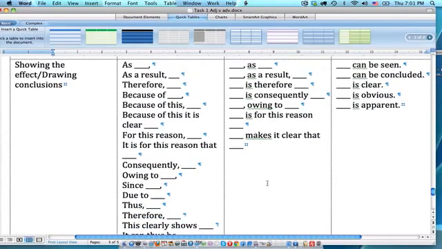And I think you'll remember that in our case study before, blank, comma, as, and then comma, as a result, comma, blank is therefore, is consequently, comma, owing to, is for this reason, so blank before it and blank afterwards, blank, blank, so makes it clear that. And then at the end we can finish these sentences with can be seen, so a very obvious and clear and direct way of saying that this is the conclusion that I want you to agree with. Can be concluded, is clear, is obvious, is apparent, and you could add lots of other phrases down there.